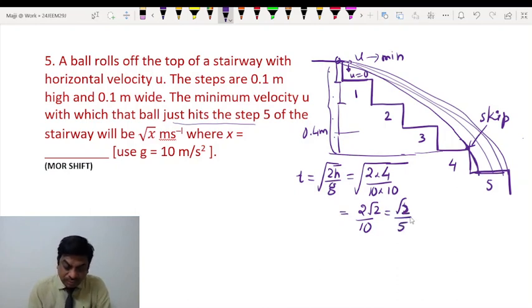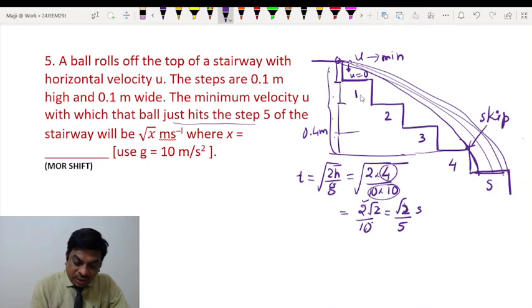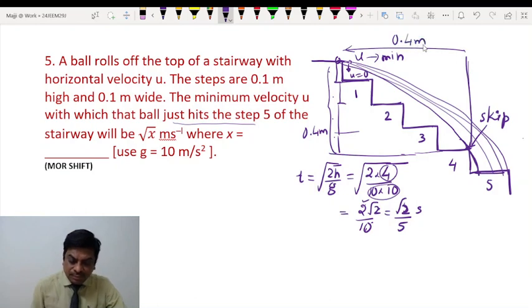Okay students. So here square root of 4 is 2, square root of 100 is 10, square root of 250. So this much second it will take. Now meanwhile it has to travel at least this distance: this plus this plus this plus this. That is, it should at least travel 0.4 meters.